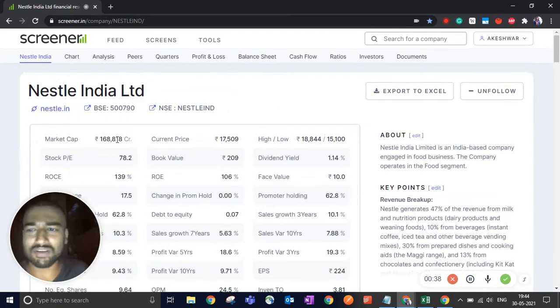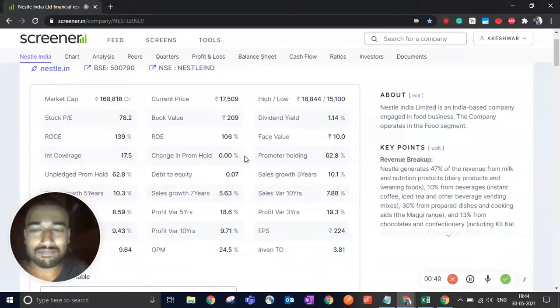Whenever you buy a stock, you look at the market cap, you look at the current price of the stock, you look at the P/E ratio, which tells you how expensive that particular stock is. But many a times, people do not look into these two important ratios: return on capital employed and return on equity. And these are the ratios that I'm going to talk about in this video. I'll explain it in layman terms.